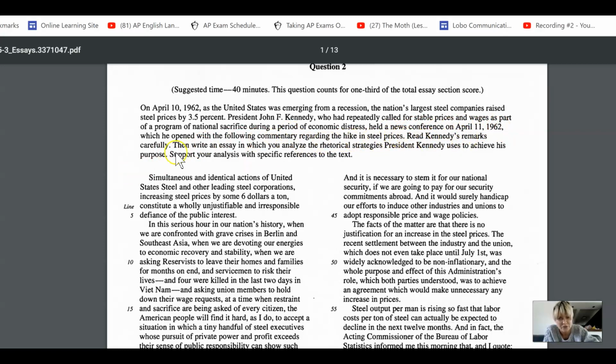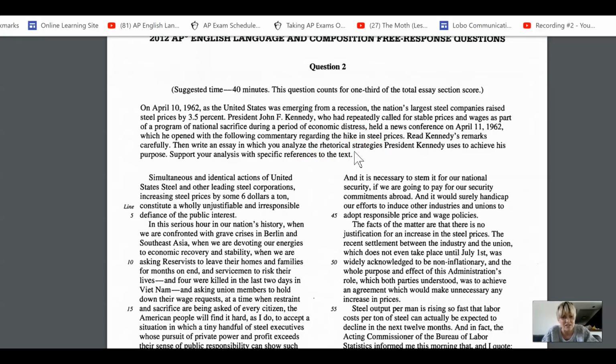Read his remarks carefully, then write an essay in which you analyze his rhetorical strategies that he uses to achieve his purpose. Support your analysis with specific references from the text. Okay, good. So this is the prompt. We can tell a lot based on the context already. We know that he's not upset about the steel companies raising their prices. You can tell the nation is in kind of a crisis, so that's the situation at the time.